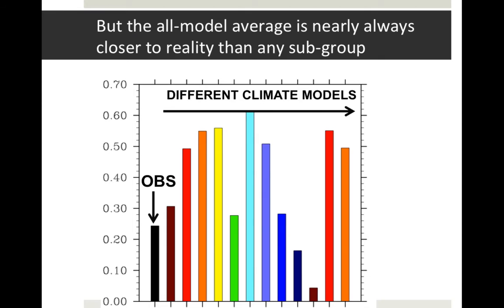Again, what do you see? You see some models are too strong, some models are too weak, but this figure has a very, very important conclusion that you can infer by visually averaging the colored bars. And this conclusion is borne out by published study after published study. It's the conclusion that the all-model average is nearly always closer to reality than any single other model.